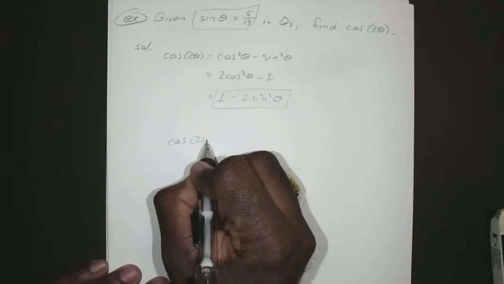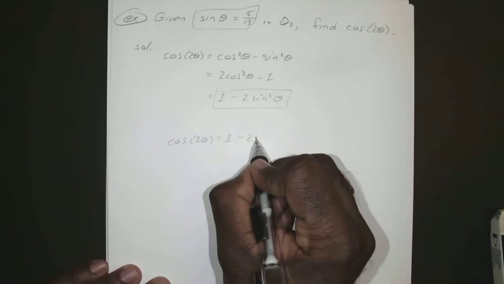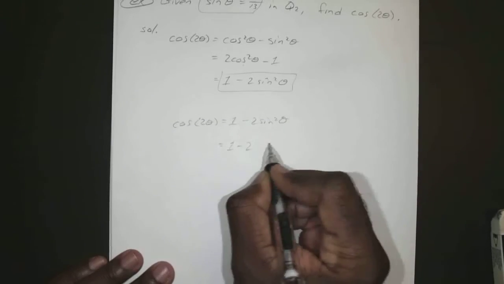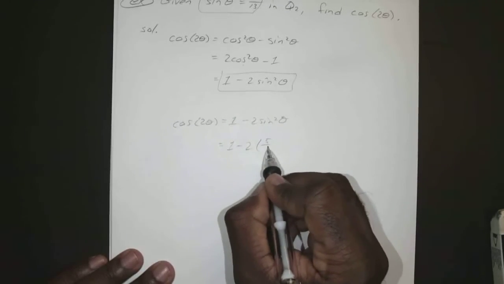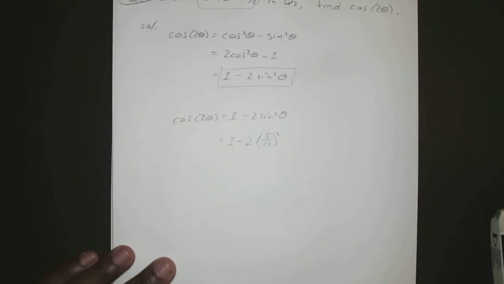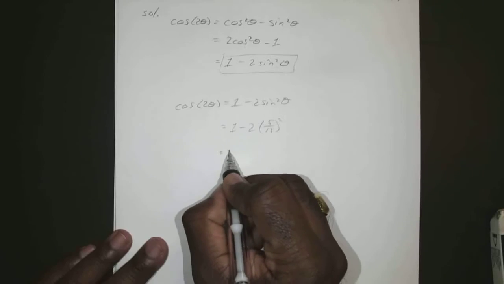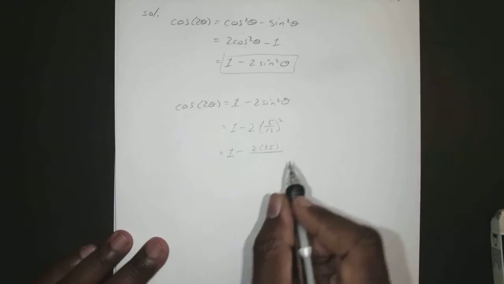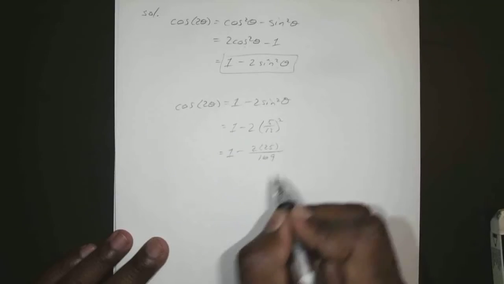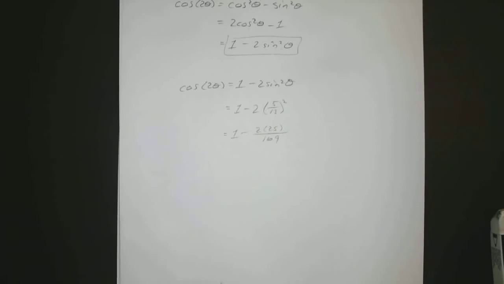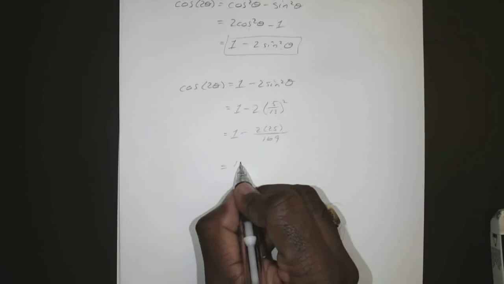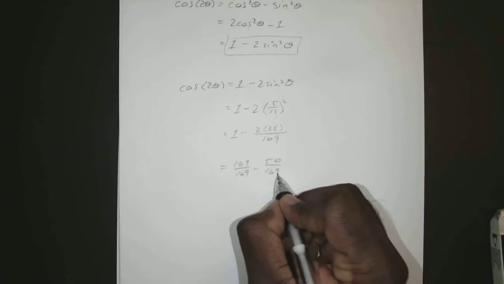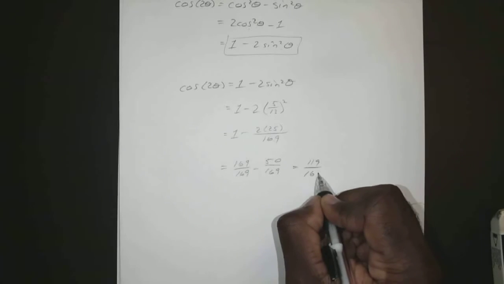Okay, so our cosine of 2 theta is 1 minus 2 sine squared, which is 1 minus 2 times 5 over 13 squared, which is 1 minus 2, 5 squared is 25, 13 squared is 169, okay, and our 1, we can just make that 169 over 169 minus 50 over 169, which is 119 over 169.